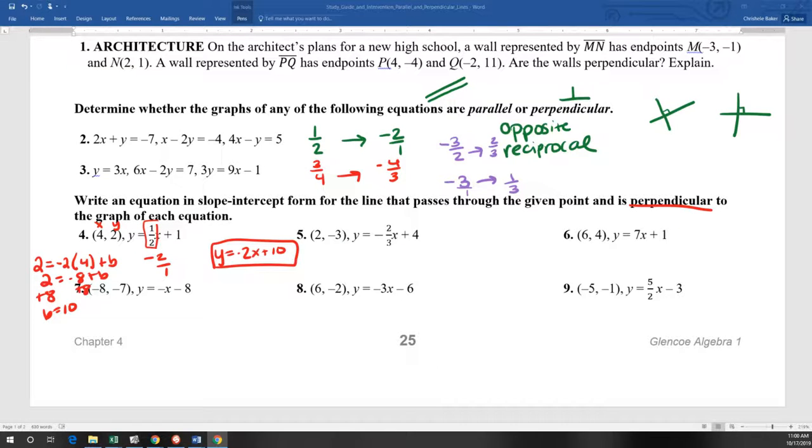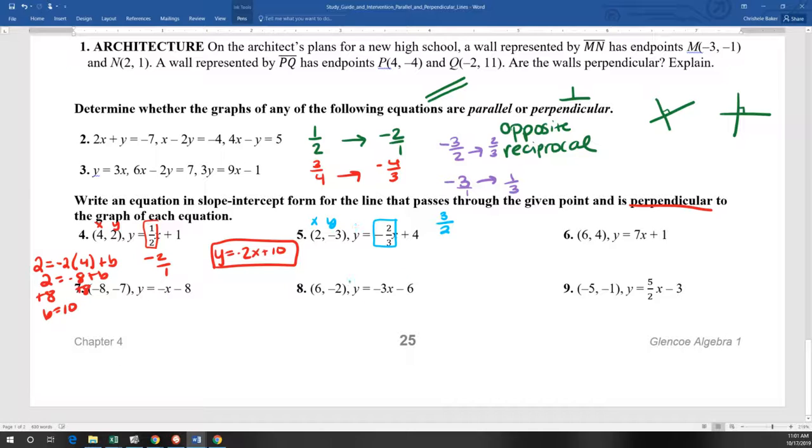This is a continuation of the parallel and perpendicular lesson. So what we're talking about is that to write an equation that's perpendicular, we have to use the opposite reciprocal slope. So when I look at the second example, number 5, I have to do the opposite reciprocal. So negative 2/3 means I'm going to make it positive and I'm going to flip my fraction. So the slope that I'm going to be using is positive 3/2.